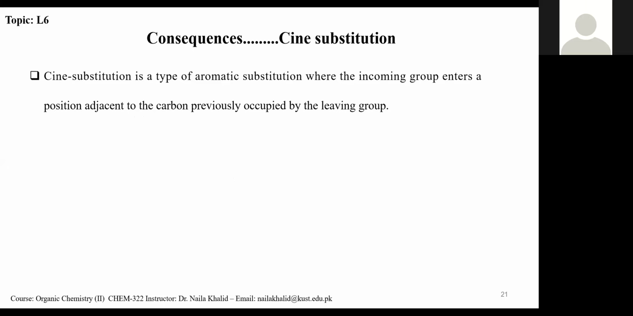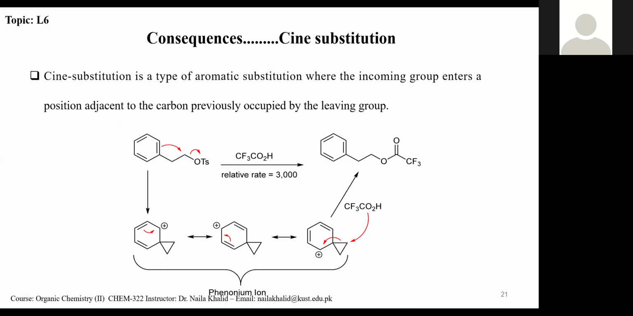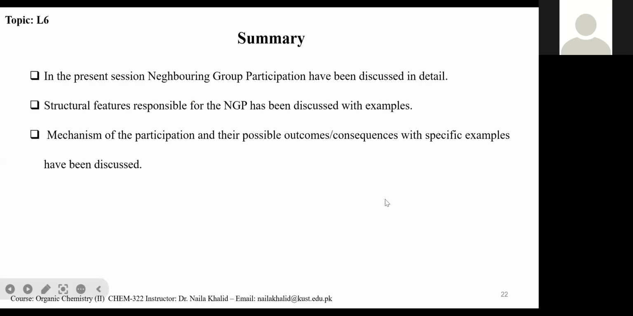The last consequence is the sign substitution. Sign substitution means that in this case, if the neighboring group is present, there is some rearrangement of the expected product. For example, if this is assisting over here, you will get this cyclic intermediate. And there is a possibility that the incoming nucleophile, if it attacks over here, you will get this nucleophilic substituted product. And if it attacks over here, you will get a nucleophilic substituted product with the nucleophile present on this carbon. So if this happens, this is called sign substitution, and this is due to the rearrangement.